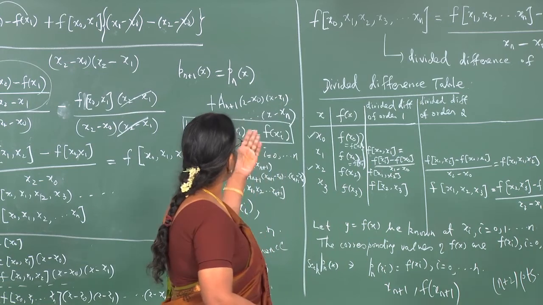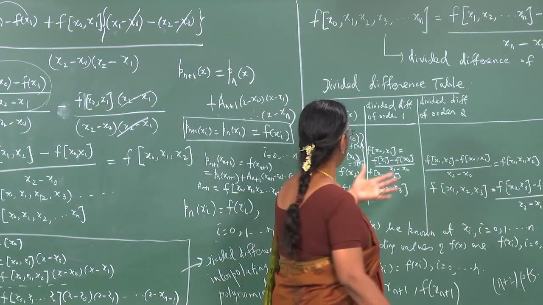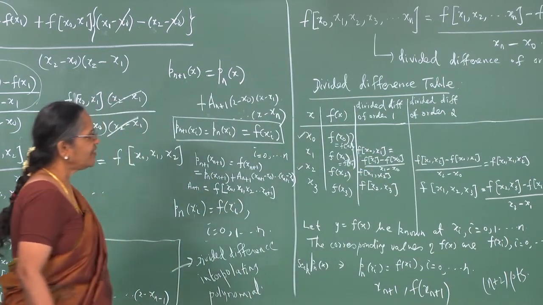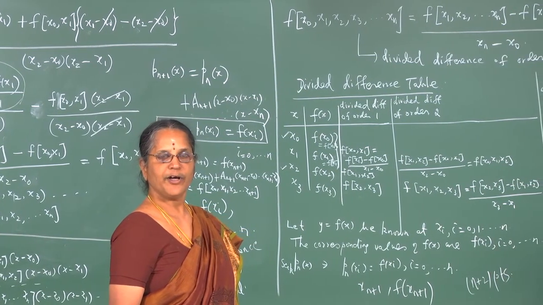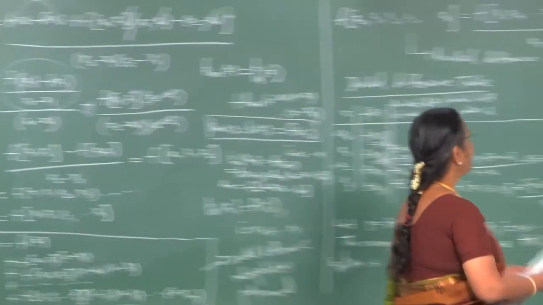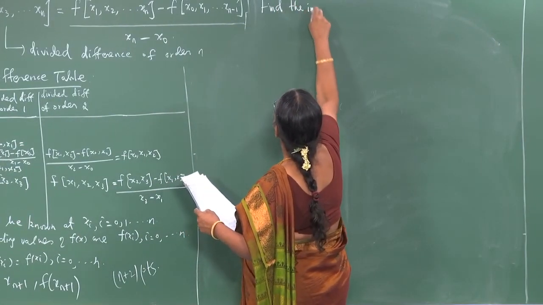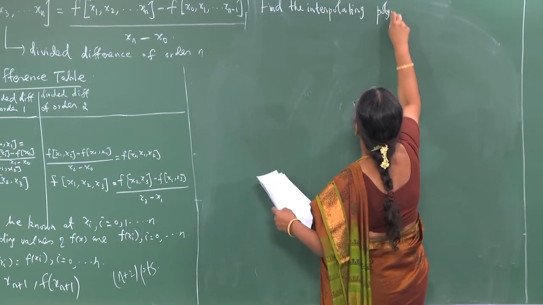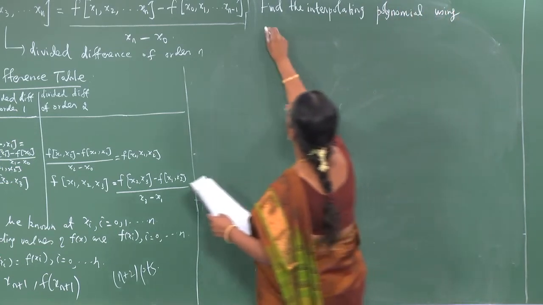So, now that we know the definition of what the divided differences are, how to construct the divided difference table, and what the interpolating polynomial based on divided differences is, let us take a simple example and then construct an interpolating polynomial based on divided differences. Okay, let us find the interpolating polynomial using divided differences.